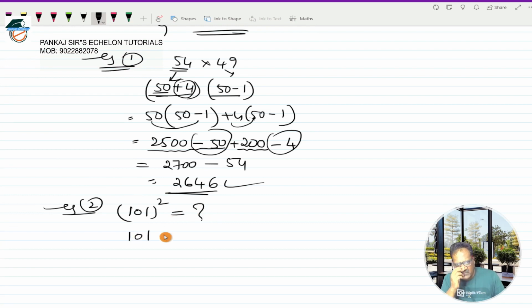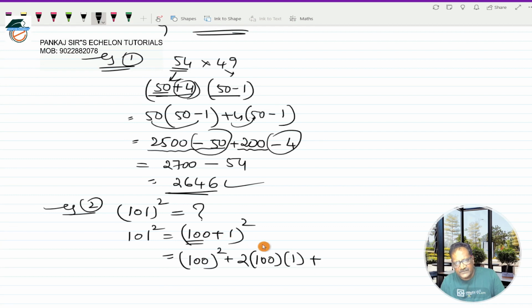So this 101 can be nicely written as 100 plus 1, the whole square. Now this is nothing but a plus b the whole square, so this will be a square, that is 100 square, plus 2ab, 2 into 100 into 1, plus b square, b is 1, so 1 square. 100 square will be 2 zeros, so put 4 zeros, plus 200, plus 1 square is 1. So this works out to 10,000 plus 201. So the answer will be 10,201.